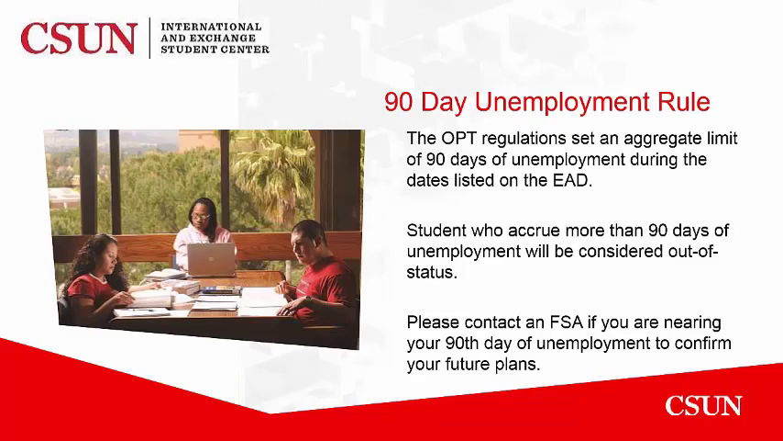90-day unemployment rule. The OPT regulations set an aggregate limit of 90 days of unemployment during the dates listed on the EAD. Students who acquire more than 90 days of unemployment will be considered out of status. Please contact an FSA if you are nearing your 90th day of unemployment to confirm your future plans.